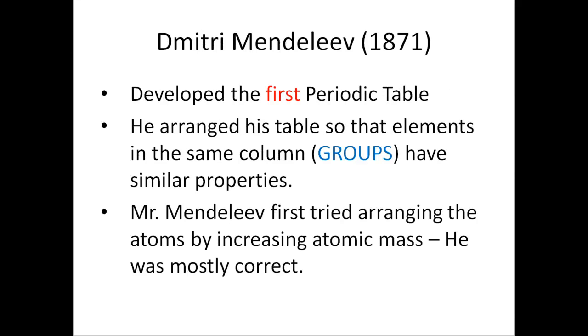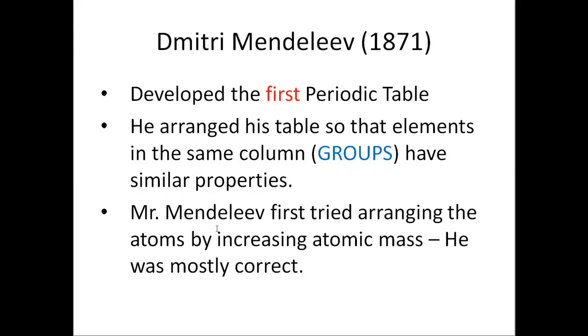Okay, so the first guy to develop any sort of periodic table that resembles something like what we see today was Dmitry Mendeleev. This was back in 1871, and he developed, again, what most chemists consider to be the very first periodic table. He arranged this table so the elements in the same column, which we call groups in chemistry, would have similar properties. All right.